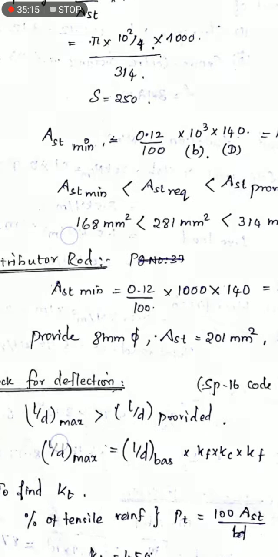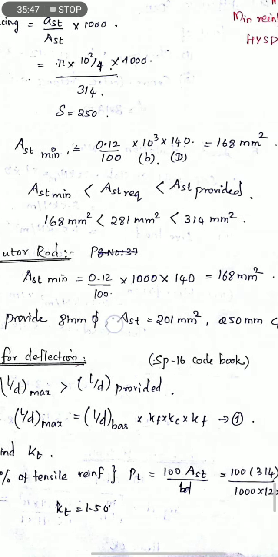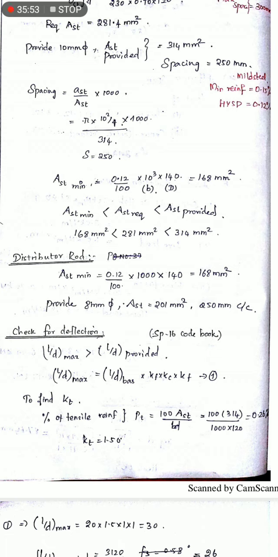Please note this, as per codal provision, the maximum spacing for main reinforcement as well as distributor is 300 mm. So spacing should not be greater than 300 mm. Please keep it in mind. Then the distributor, according to codal provision, should be provided as AST minimum. AST minimum is already calculated, that is 168 mm square.